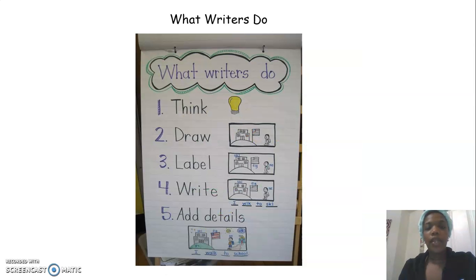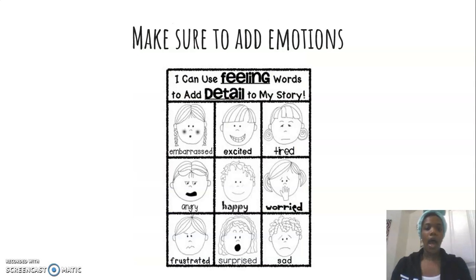All right, so we already know that writers think about what they want to write about. They draw it out just so that they can see it in details for themselves. They label their pictures. They write using words, sounding out those tricky words. And then they go back in and add more details, right? They elaborate more by adding color. They probably add a character or another character in their writing to make it better. Okay? All right, little happy writers.